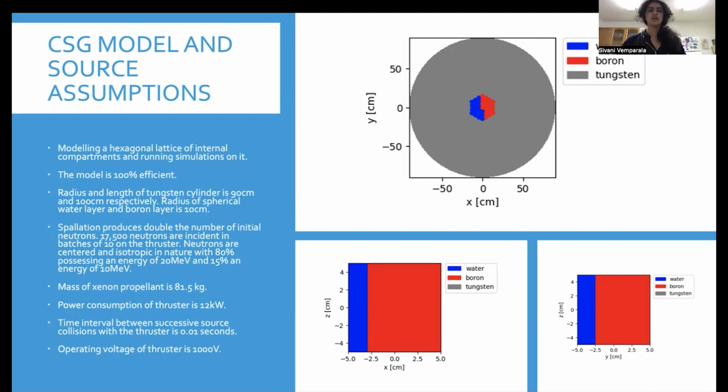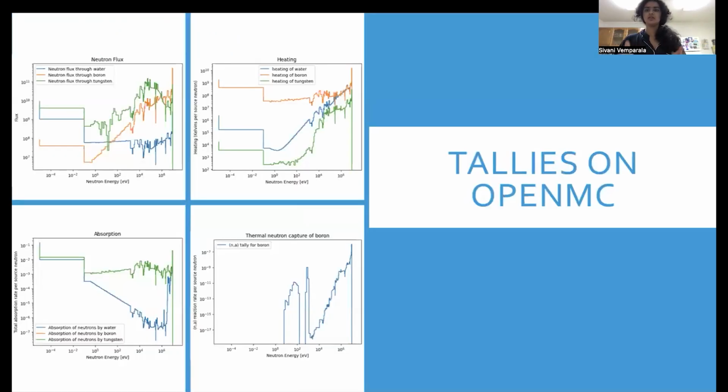the thrust which is being generated. Another one here is the power consumption. 12 kilowatts has been set as per literature again. And the time interval between successive collisions has been taken as 0.01 seconds, which will be converted into 1 second while I'm doing the calculations. The tallies that I have taken for OpenMC: neutron flux, heating, absorption, and thermal neutron capture boron.